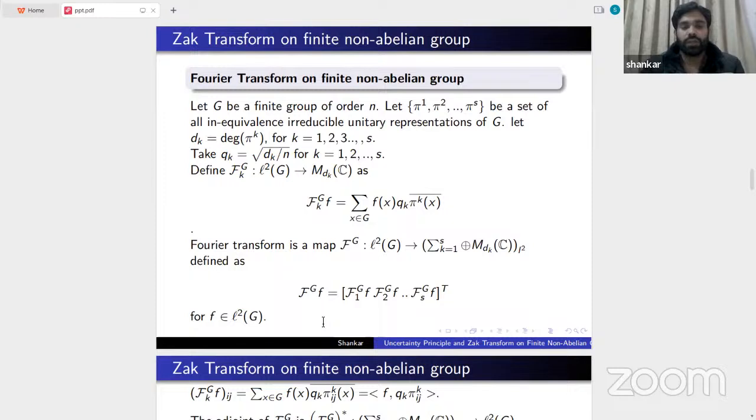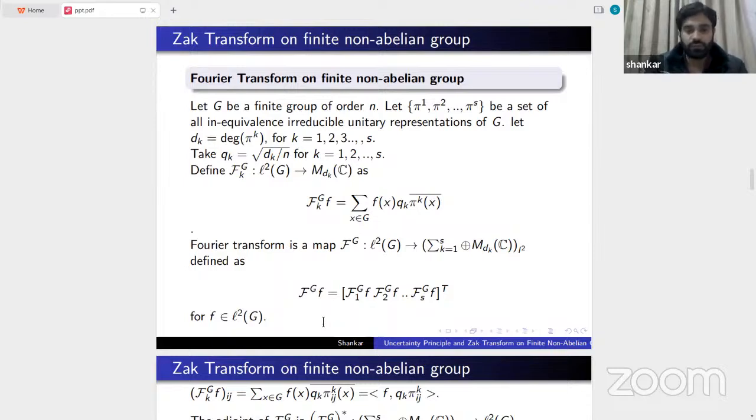If we take qk equal to the square root of dk, that is the degree of the irreducible representation, divided by n, then we define a function F_k on group G, from L2(G) to the space of matrices, which is equal to the summation of f(x) times qk times the conjugate of this irreducible representation pi k, where the summation runs over elements of G. So using this function F_k, we can define the Fourier transform on L2(G).